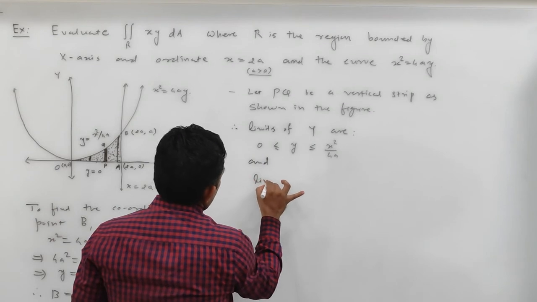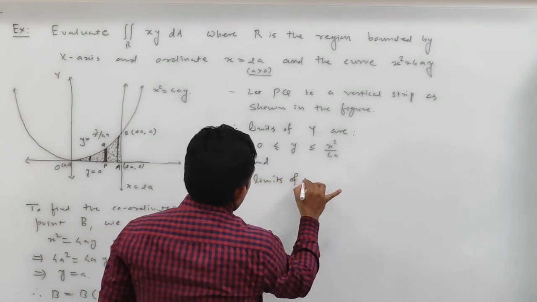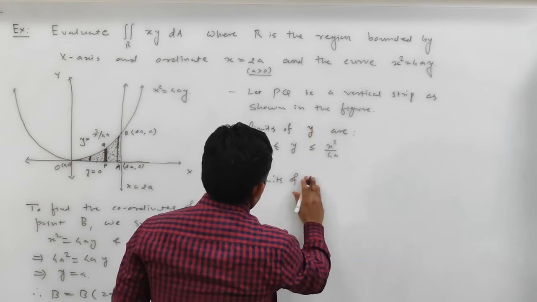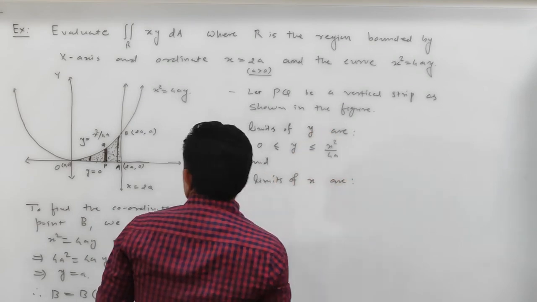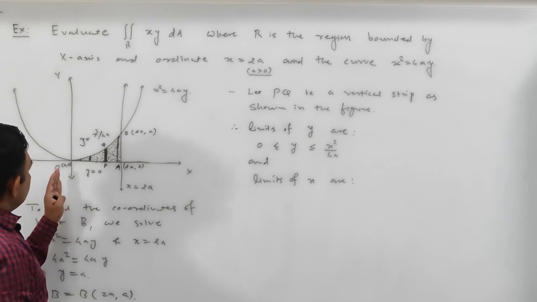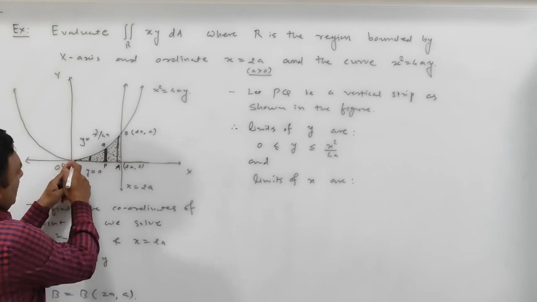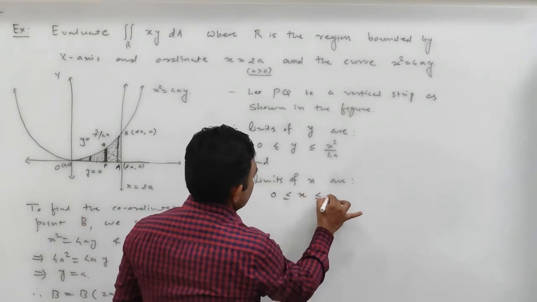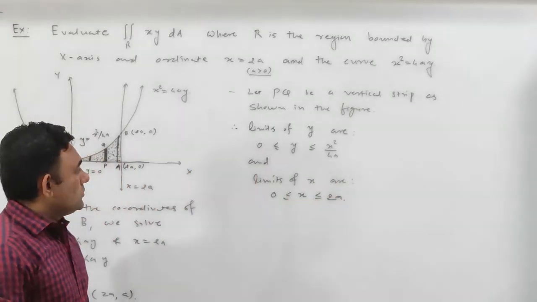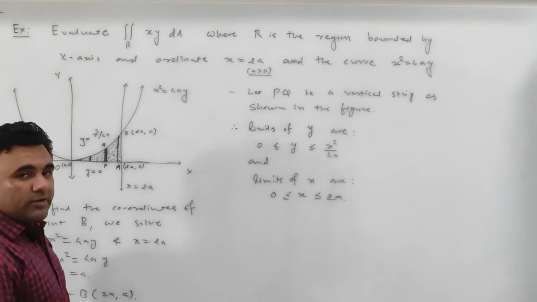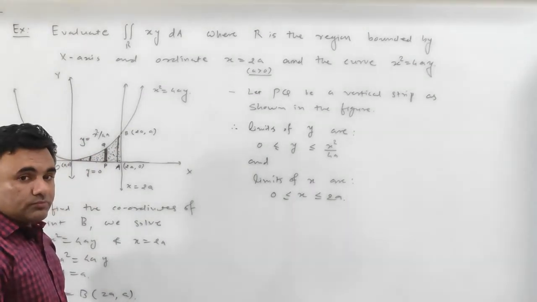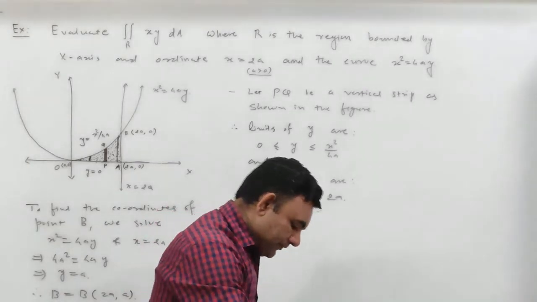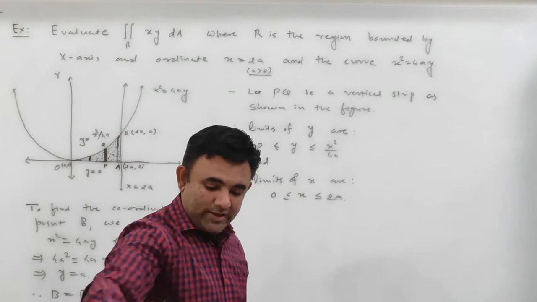And limits of x are what? The variable x varies from where to where? x varies from 0 to x is equal to 2a. So 0 less than or equal to x, less than or equal to 2a. So I hope the limits are clear. Now we just integrate our function with these limits of x and y.